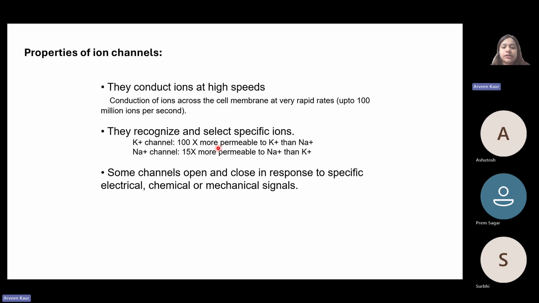So for instance, over here you can understand that the potassium ion channel is 100 times more permeable to potassium than sodium. And even the sodium ion channel is 15 times more permeable to sodium than potassium, right?